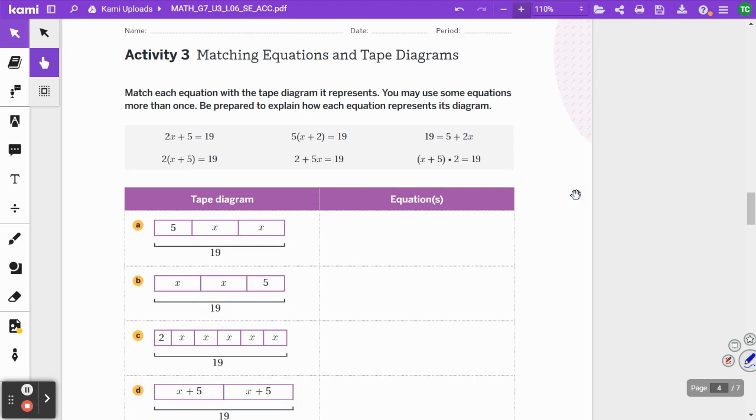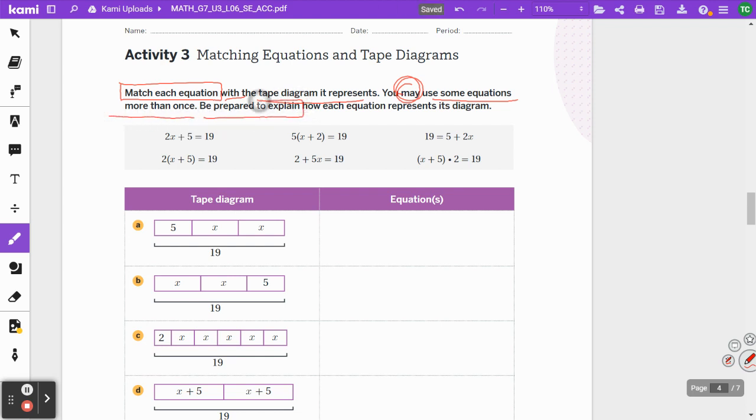Look at the directions here. Match each equation with the tape diagram it represents. You may use some equations more than once. That is okay. Just be prepared to explain how each equation is represented with the diagram. So I think what I'll do is I'll start off with a few of these problems, maybe I'll do A and D, and then I'll let you complete the rest, and then you can come back and check. So let's take a look at A.